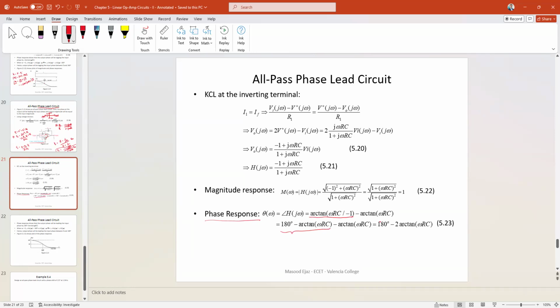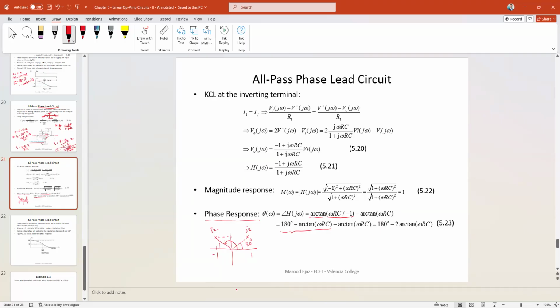Why? Because arctan of omega RC is in the first quadrant. Let's say this angle is 30 degrees. But this is not your point. The point is right here. This point is, let's say, 1 and j2. But your point is negative 1 and j2. So your angle is not 30 degrees. Your angle is this. This is 30 degrees right here. So your angle is 150 degrees.